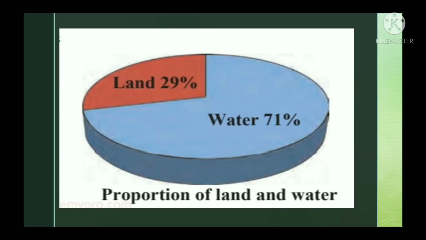See the proportion of land and water. Around 71% of the earth is covered with water and 29% of the earth is covered with land.